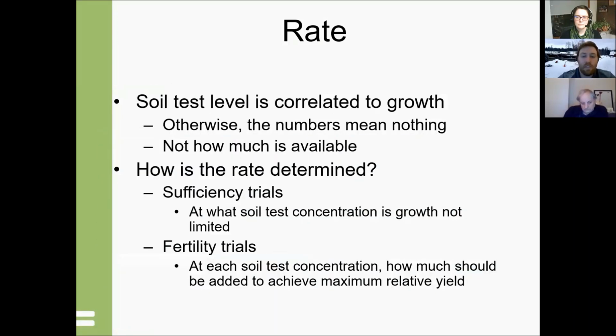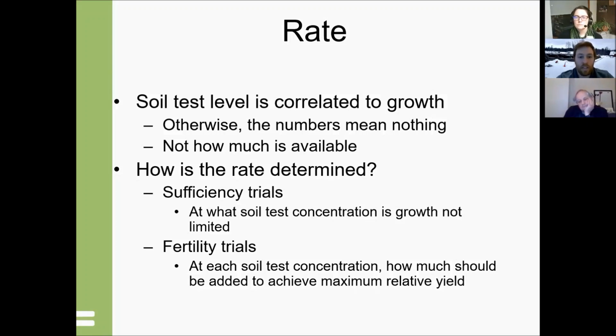And these soil test levels are correlated to growth. It is not how much is available. So for example, if you have a soil test and it says 10 parts per million of phosphorus, that doesn't mean the real concentration is 10 parts per million and you can just go, oh, I multiply that by 2 and that's 20 pounds per acre. Those numbers are actually correlated to how well that crop is going to grow.